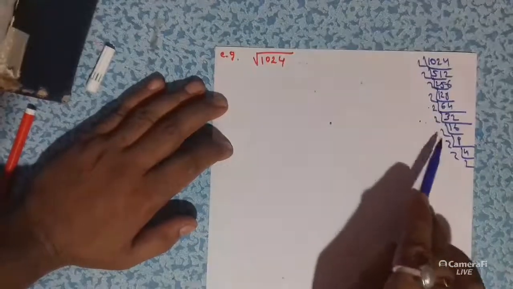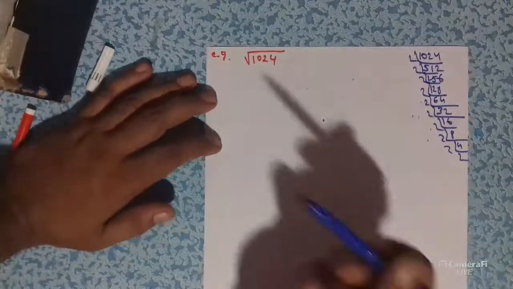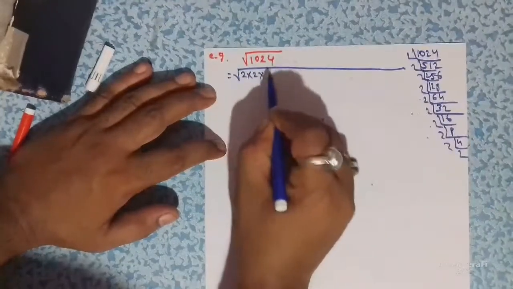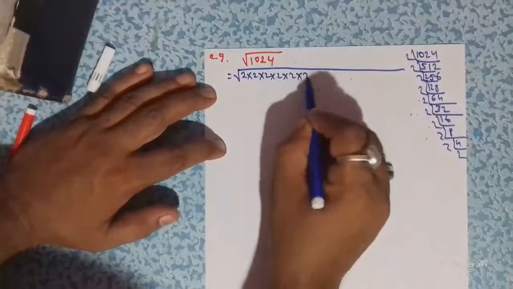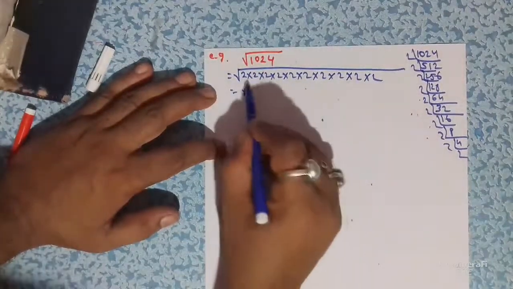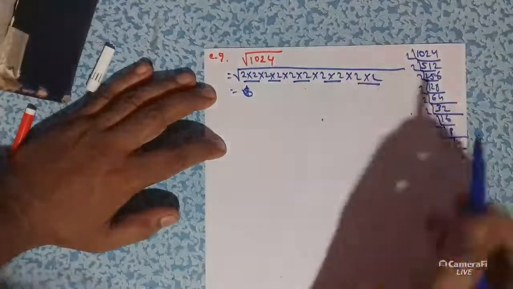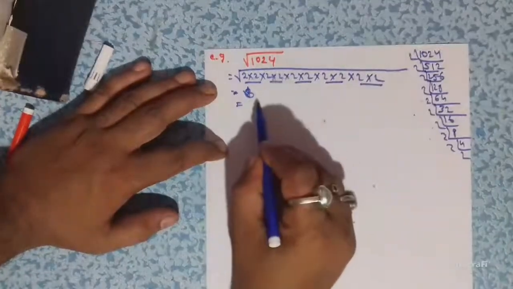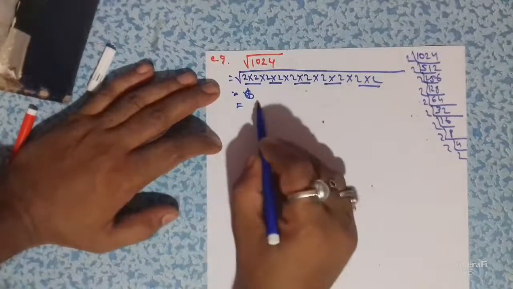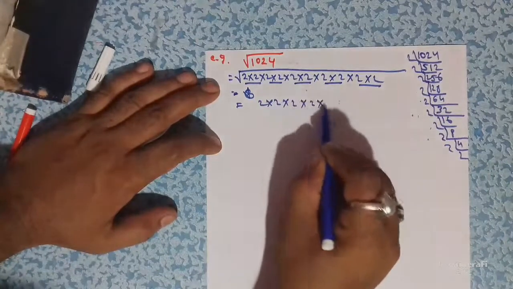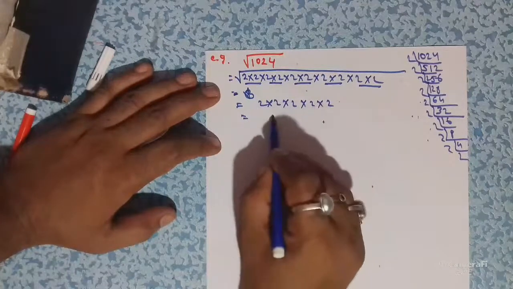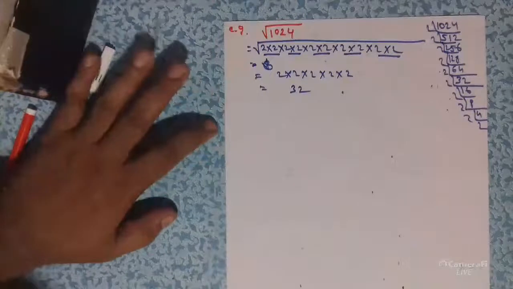One, two, three, four, 5, 6, 7, 8, 9, 10. There are 10 2's. Okay, so write it under root. So here how many pairs are there? There are 5 pairs. So we must take one prime factor from each of the pairs. So we must take 5 2's. So if we multiply these values, we must get 32. Okay, so 32 is the right answer.